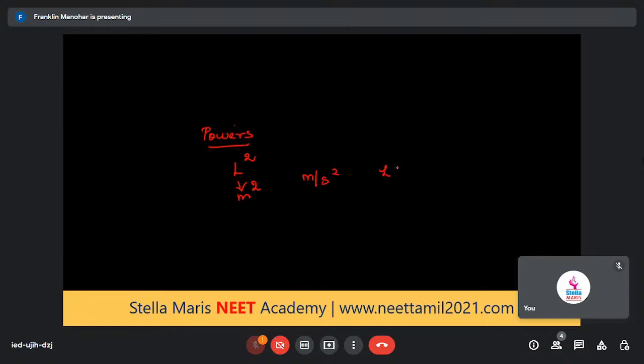Length is measured in meter. Then time in seconds. So T squared is in the denominator. Okay. If it is shifted to the numerator, then L into T to the power -2 it becomes.